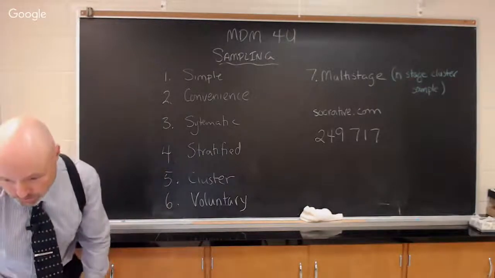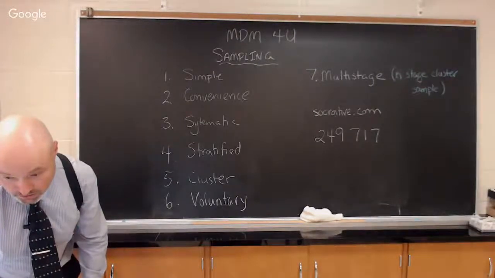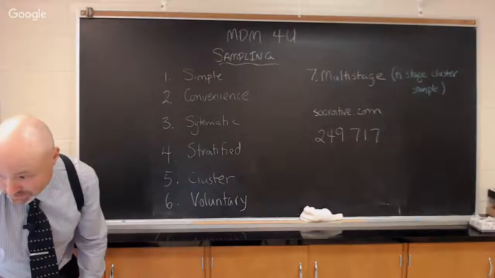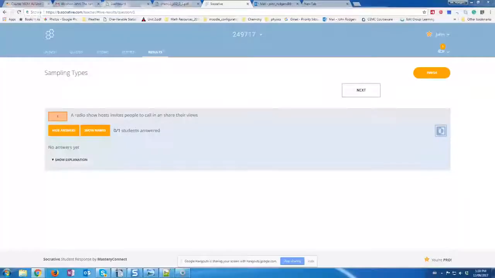I'm going to start the Socrative exercise, and I'm going to share my screen here. All right. So with Socrative, you go to socrative.com. I think you do a student login. My room number is 249-717. And just do a random sampling here.